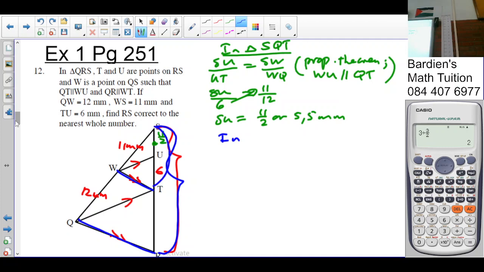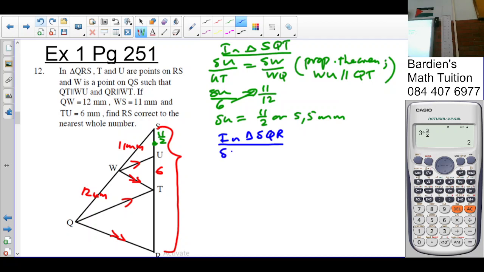Okay, so we can say SR over ST is equal to SQ over SW. Can you see that, people? I'm moving too slow. I can't help it. I need to move slow, yeah? Because I don't want to write the wrong thing down. Okay. So it's in triangle SQ, the big triangle.